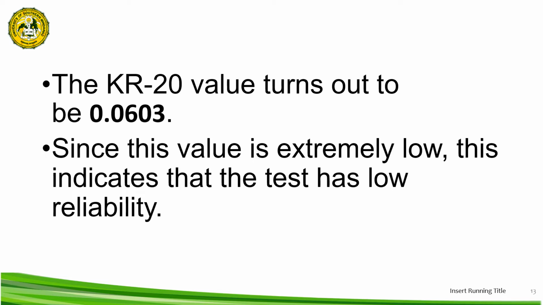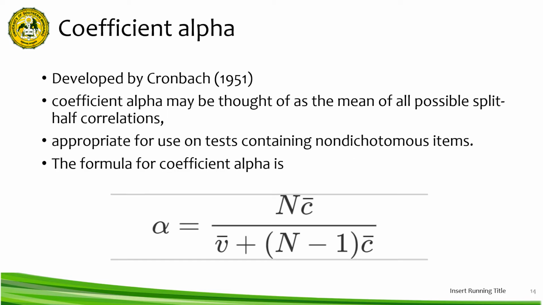So numerous modifications of Kuder-Richardson formulas have been proposed through the years. The one variant of the KR20 formula that has received the most acceptance and is in widest use today is a statistic called coefficient alpha. What is this coefficient alpha? It was developed by Cronbach in 1951, and coefficient alpha may be thought of as the mean of all possible split-half correlations, appropriate for use on tests containing non-dichotomous items.